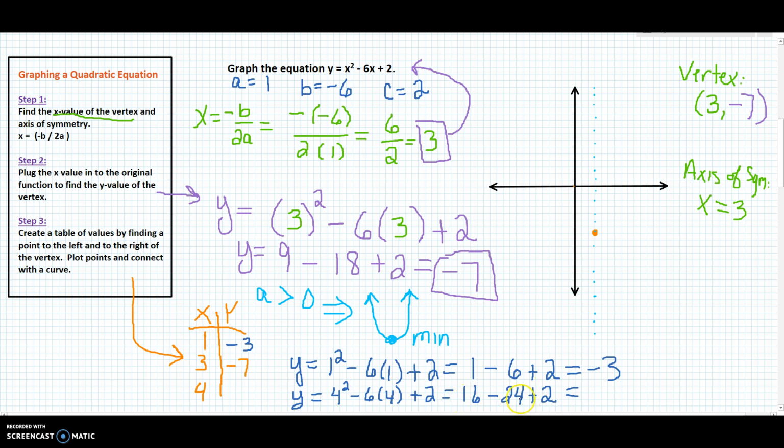So that is negative 8 plus 2 is negative 6. So now I can plot these 2 ordered pairs on my graph and use my axes of symmetry to help me plot some extra points. So I'm going to plot these. So 1, negative 3. So 1, 1, 2, 3.